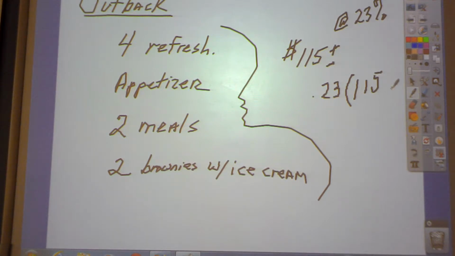So Walmart equation, is the tip going to be plus or minus? Plus. It's going to be plus, so you take the minus out. So you have 115 plus 115 times 0.23. And somebody tell me what that comes out to be?